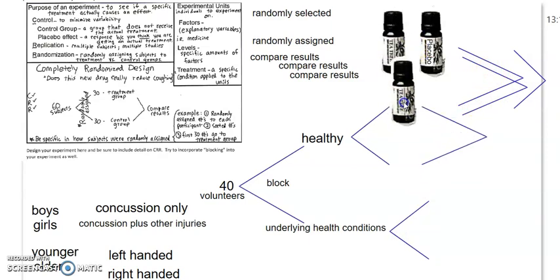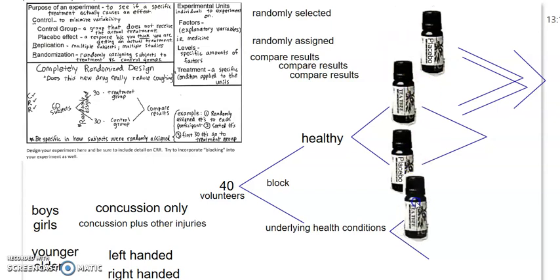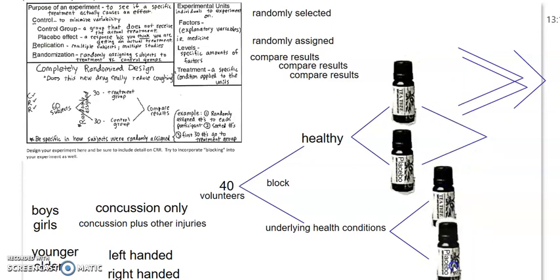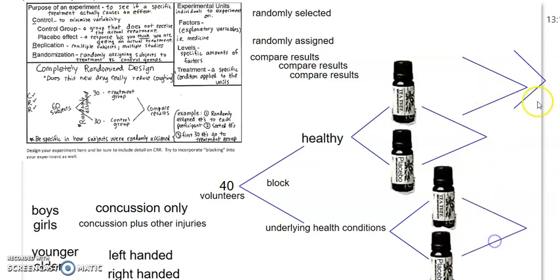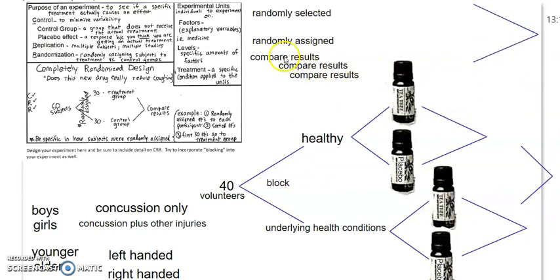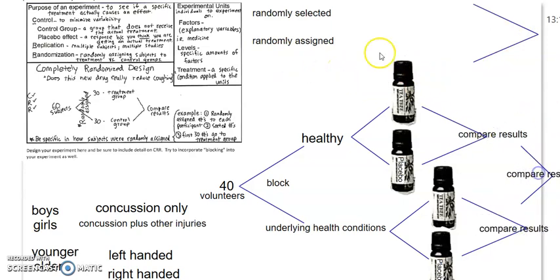And so you're going to give tea tree oil to this group and a placebo to another group for the healthy people. For the underlying health conditions, half of them are going to be randomly assigned to the tea tree oil and the other half are going to get the placebo. All right, and then at the end you're going to compare those results, and then you might also compare them all together. So I'm going to compare some results here, compare some results here, and then at the end compare the results.